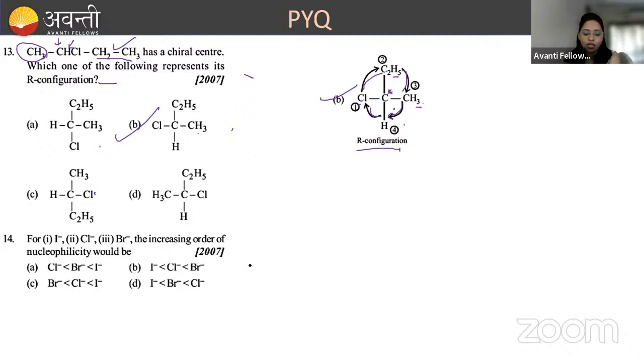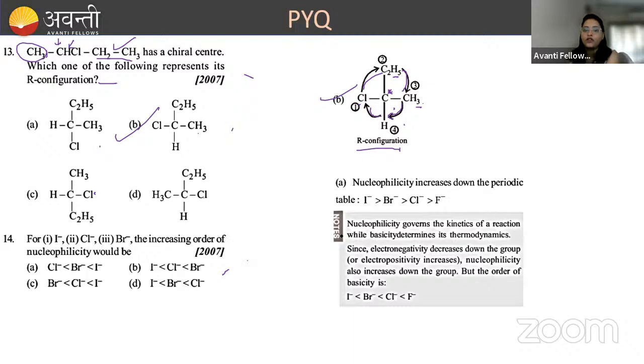Next, this molecule you can see, I minus, Cl minus, nucleophilicity would be. इसका increasing order होगा nucleophilicity के लिए. So nucleophilicity increases down the periodic table. So I minus will be more than Br minus, then Cl minus, then F minus. Right? Any doubt in this?